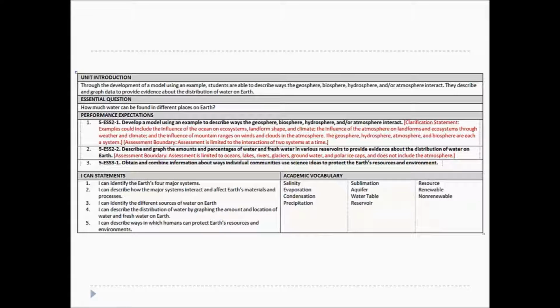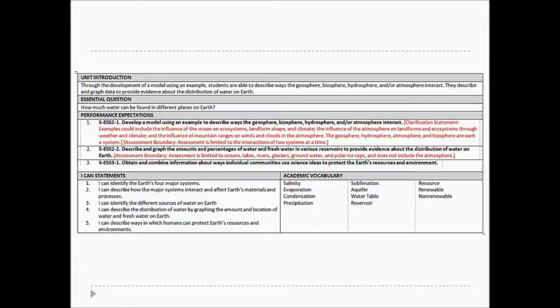Earth's major systems are the geosphere, solid and molten rock, soil, and sediments; the hydrosphere, water and ice; the atmosphere, air; and the biosphere, living things including humans. These systems interact in multiple ways to affect Earth's surface materials and processes.